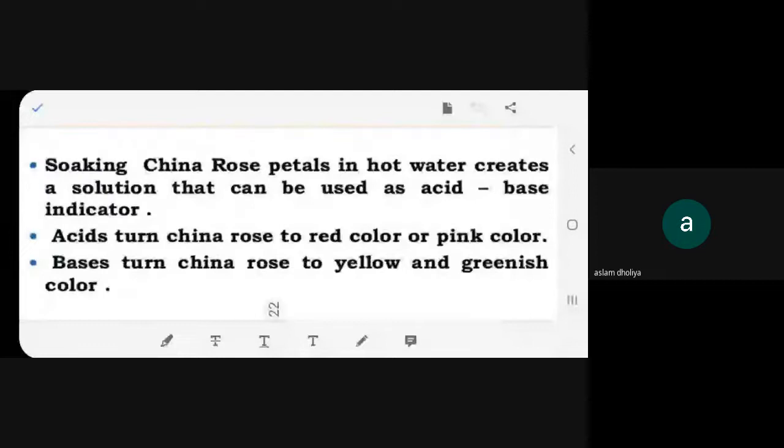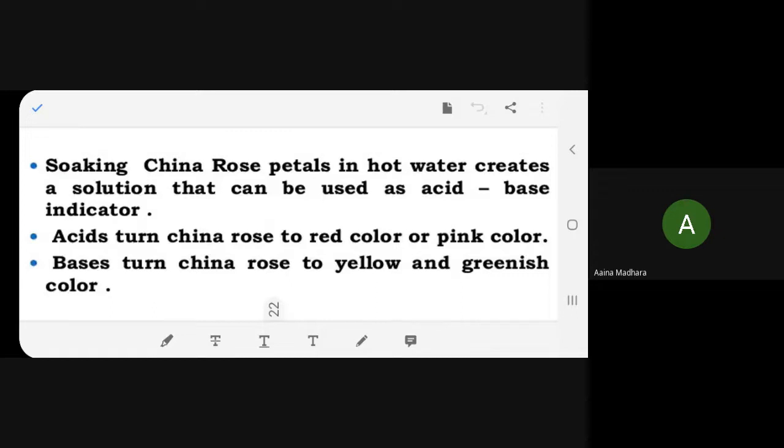Now, how to make this indicator? Please read. Soaking China rose petals in hot water creates a solution that can be used as an acid base indicator. Acids turn China rose to red or pink color. Bases turn China rose into yellow and greenish color.